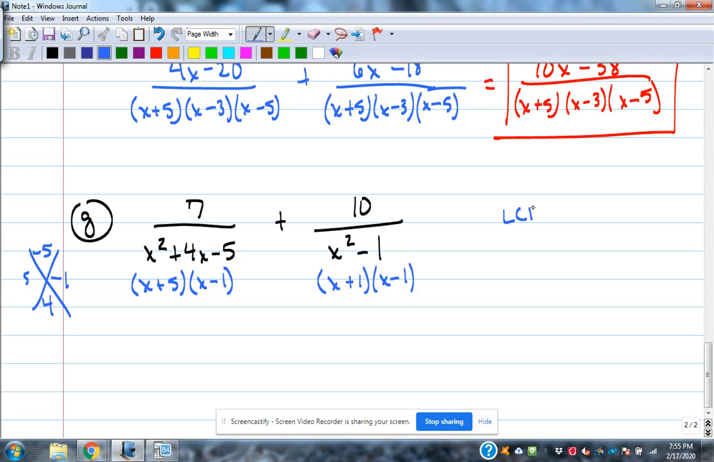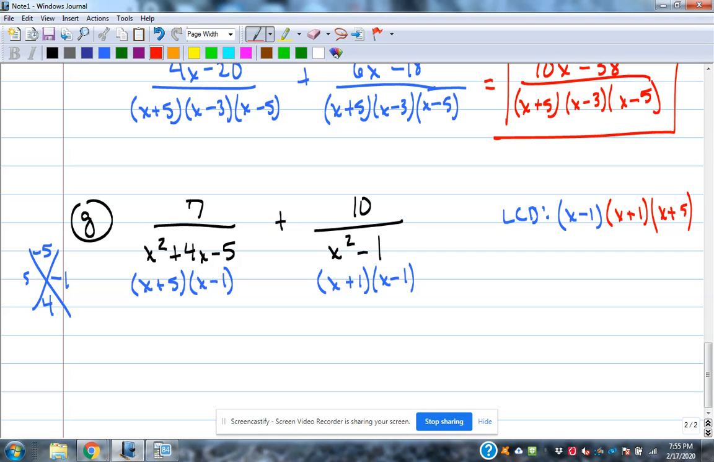When I go to do the least common denominator, again, I'm looking for what do they have in common. X minus 1. So everybody's got an x minus 1 already. Now I just need the pieces that they don't have. There's an x plus 1 on the second fraction and an x plus 5 on the first fraction. So my least common denominator's got the shared piece and then the two other factors that are there. The shared piece only shows up once.